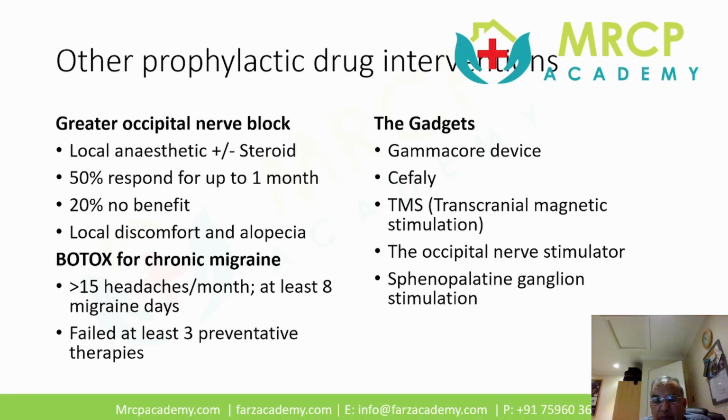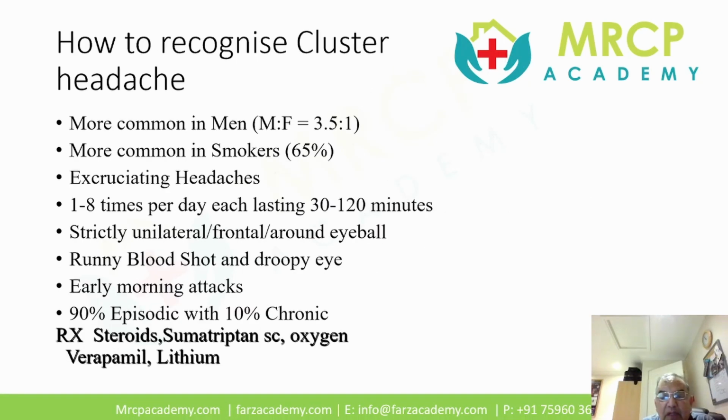Certain gadgets have been developed to prevent headaches, as migraine is a spreading wave of depolarization, and sometimes by using these gadgets you tend to counteract that. You can use a gammaCore device, a Cefaly, which is worn like a headband. Transcranial magnetic stimulation has been tried, as well as an occipital nerve stimulator or sphenopalatine ganglion stimulation. There are stringent criteria for the use of gadgets, and basically the first line would be pharmacological means.